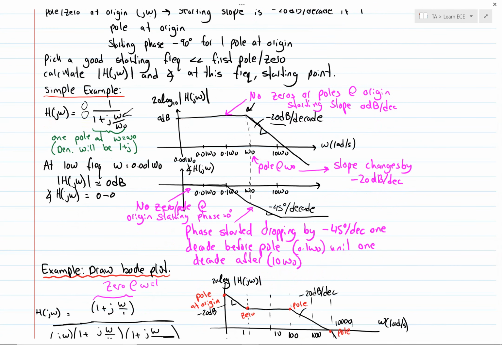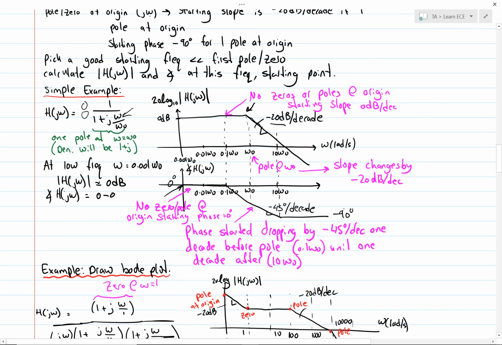That's easy. Let's look at the phase. I have no poles or zeros at the origin, so my starting phase would be 0 degrees. And then 1 decade before the frequency of my first pole, which is 0.1 omega naught, until 1 decade after the frequency of my first pole, which is 10 omega naught, I start dropping at minus 45 degrees per decade. And so I end up at minus 90 degrees after that. So that's it. You've drawn your Bode plot.